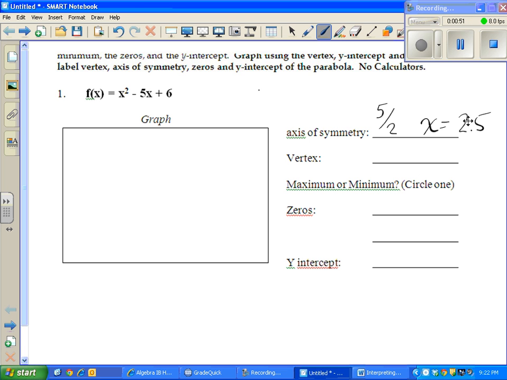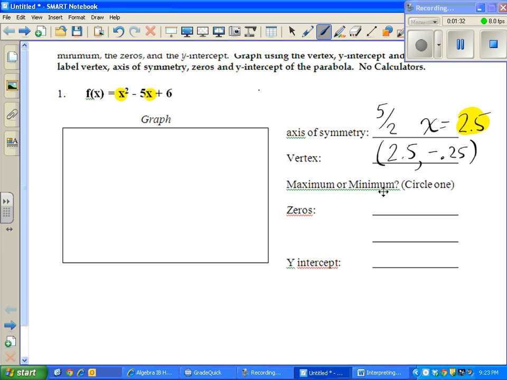What do we do with that? You take 2.5 and you're going to plug it in here and here. You can use a calculator for that, even though it says no calculators. What that means is no graphing calculator. Plug that in. You're going to get 2.5 squared, subtract 2.5 times 5, add 6. You end up getting negative 0.25. So we're going to put 2.5 as our x, comma, negative 0.25 as our y. This is a point with the x being 2.5 and the y being negative 0.25.